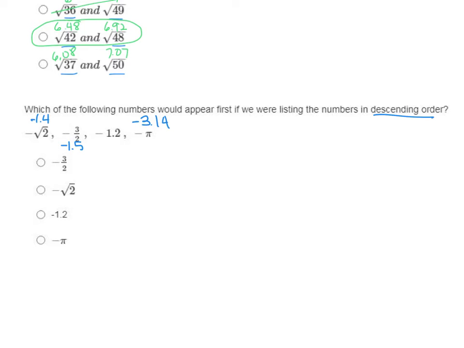So descending order is going to be greatest to least. Now I'm looking on my negatives, so the smaller the absolute value of a negative number, the greater it actually is. So this number right here will be your greatest value. Okay, not the pi, not the negative pi. Negative pi is the least.